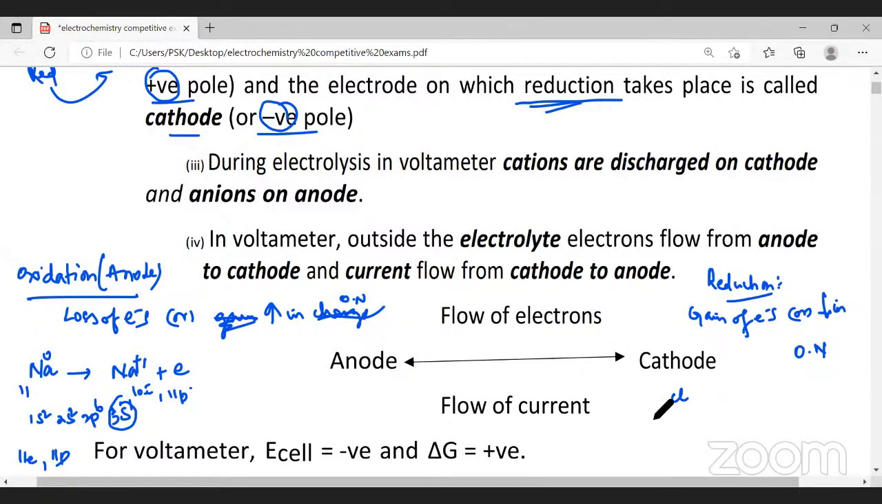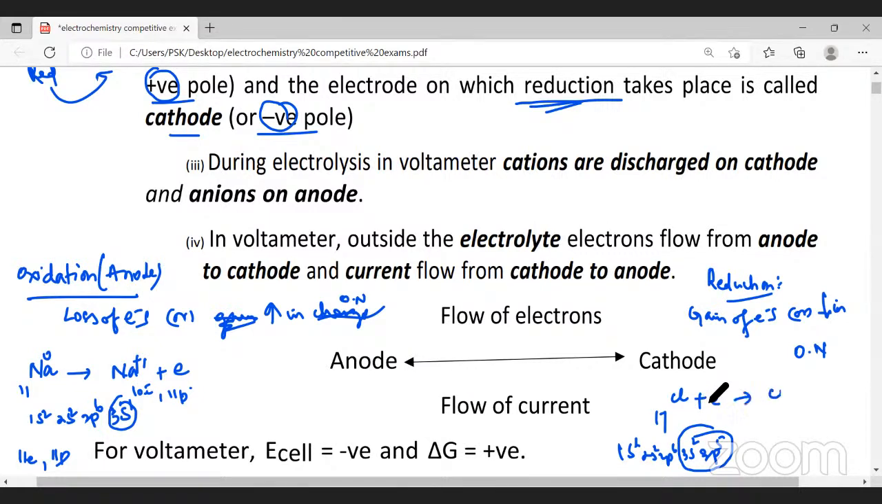Now for an example, take chlorine. What's the atomic number of chlorine? The atomic number of chlorine is 17. The electronic configuration of chlorine is 1s2, 2s2, 2p6, 3s2, and 3p5. In the outermost orbit, how many electrons does it have? 7 electrons. In order to gain stability, it will gain one more electron. When it gains an electron, chlorine will have a 1 minus charge.